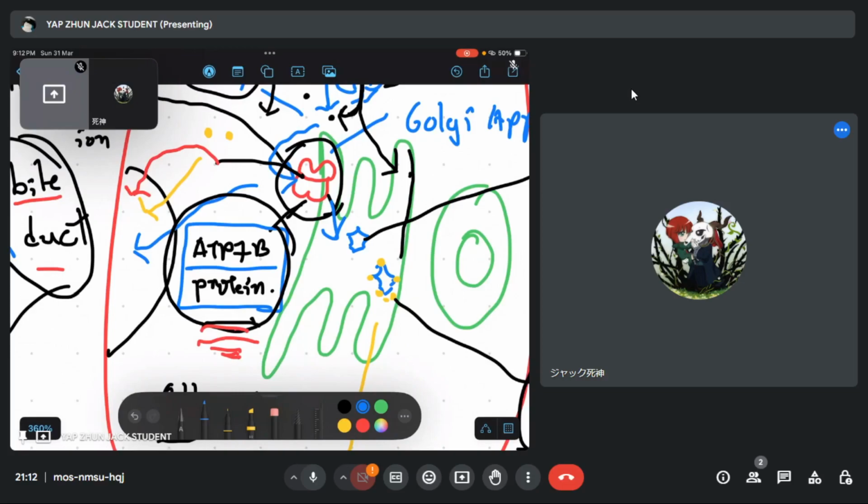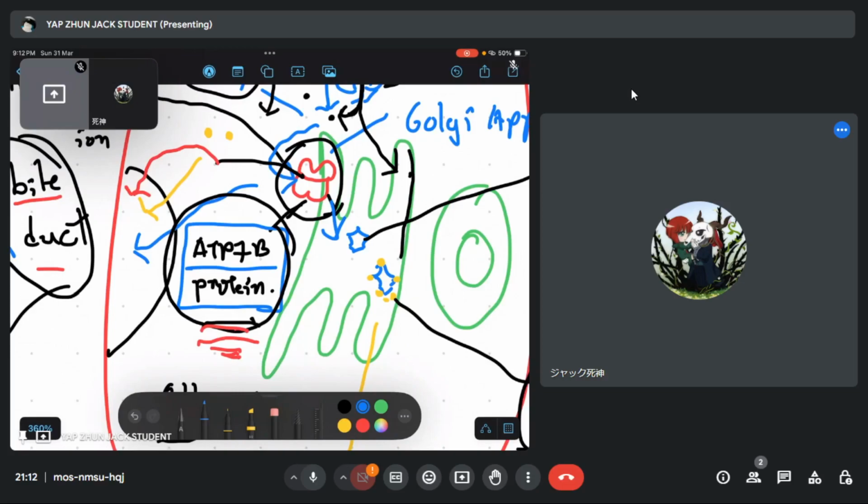Okay, this ATP7B protein is used for what? It's used to regulate the copper homeostasis in the Golgi apparatus, which means what? It will only pump in the copper ions that are needed into the Golgi apparatus, and others that are not needed, in other words excess copper ions, the Golgi apparatus will pump out to the bile duct.